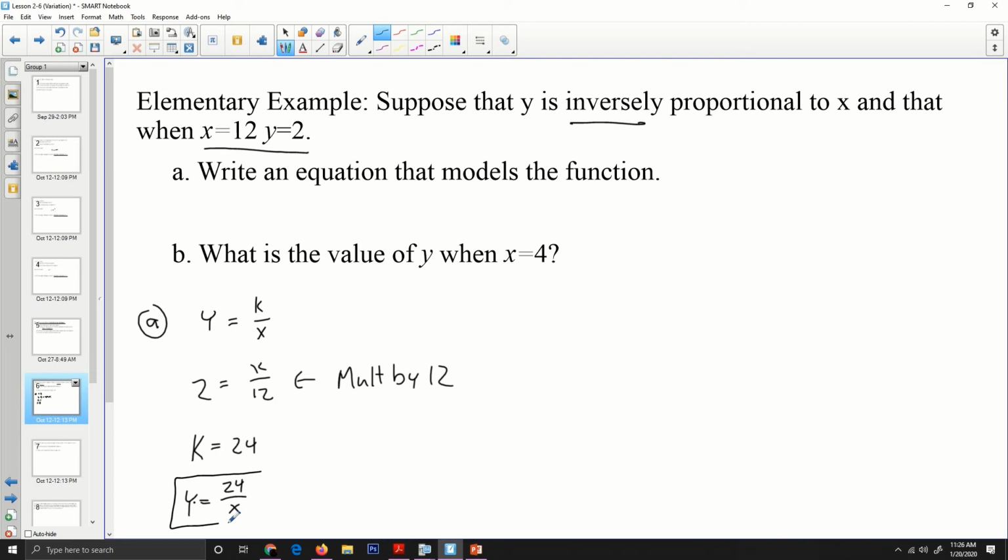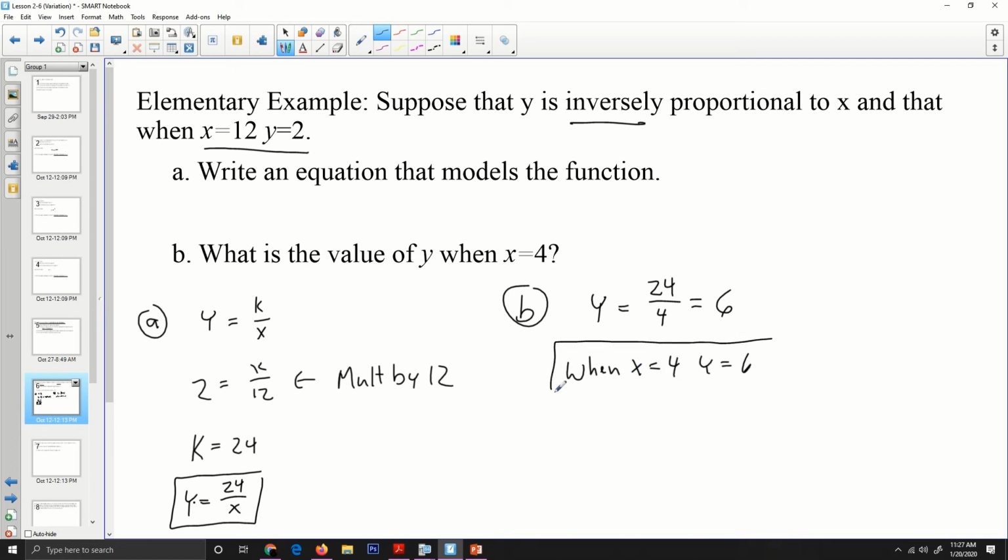That is my model. Then part B says, what is the value of y when x equals 4? What we're going to do is plug 4 in for x and solve for y. So y equals 24 over 4. That's going to give us 6. So when x equals 4, y equals 6 is our final answer.